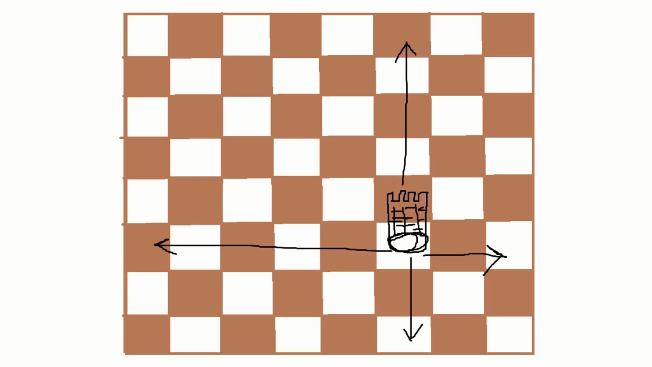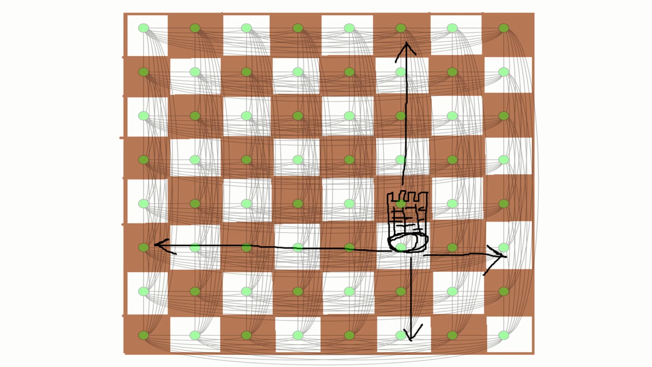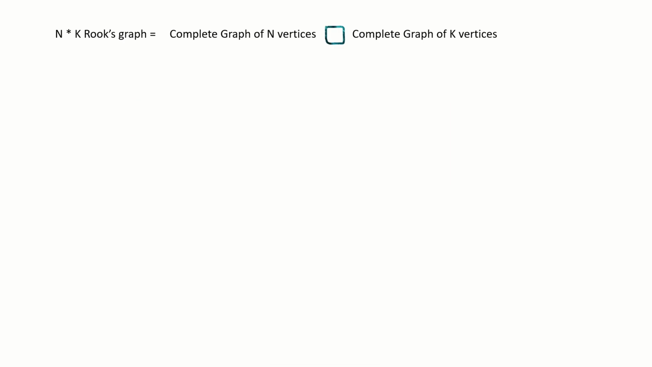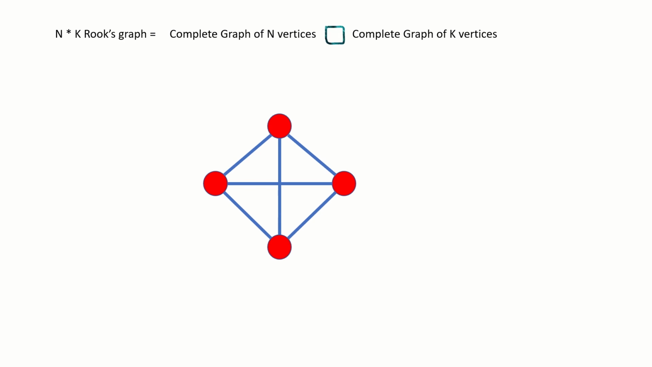While we could define a rook graph solely with the chess-related definition of the legal moves of a rook, an n by k Rook's graph is also the Cartesian product of the complete undirected graph on n vertices and the complete undirected graph on k vertices. Recall that a complete undirected graph is one in which every vertex in the graph is connected to every other vertex in the graph. The graph shown is a complete graph with 4 vertices.